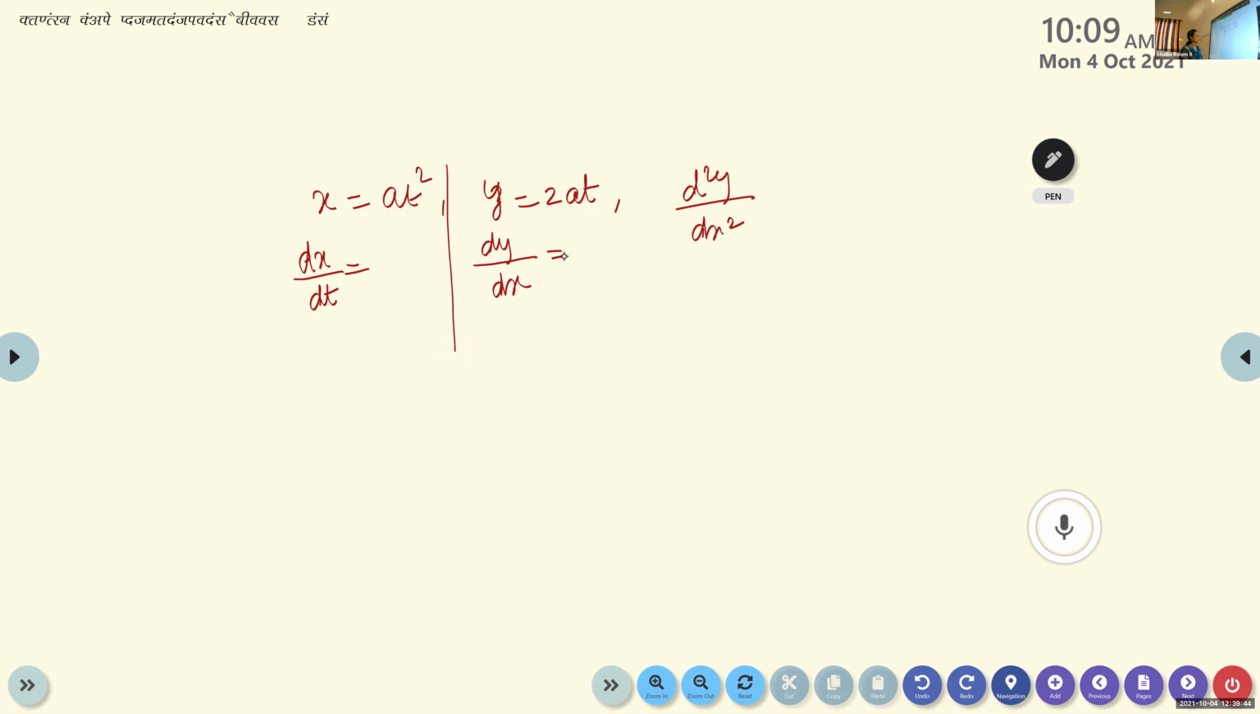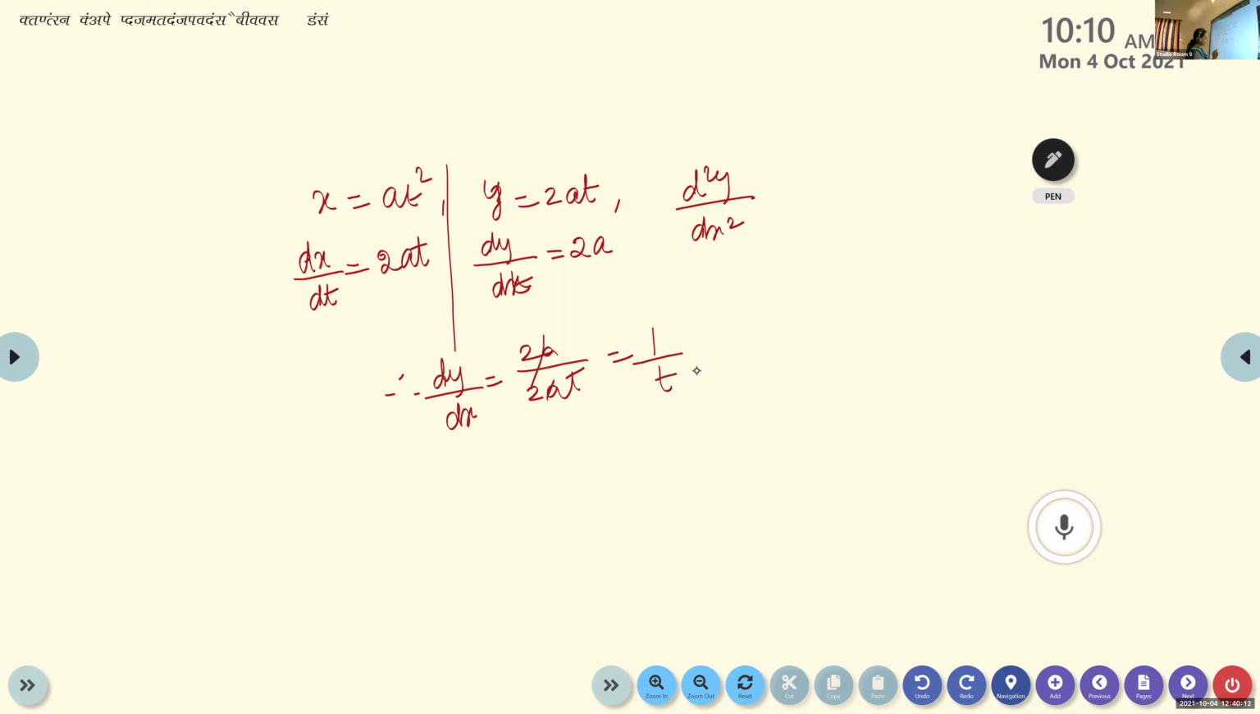Aparna, dx by dt. Ma'am, 2 into at. Yes. Karthik, dy by dt. 2a. Therefore, we'll get dy by dx as 2a by 2at, isn't it? So these two will get cancelled, 1 by t.